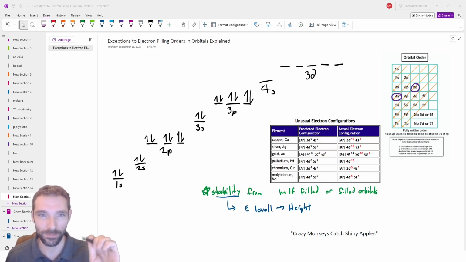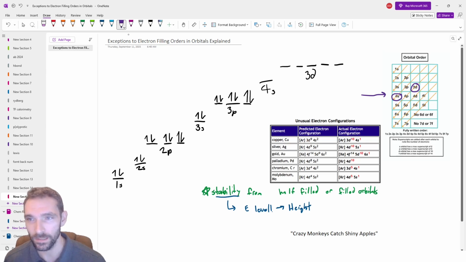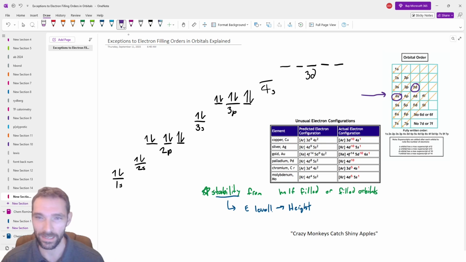Today we're going to talk about electron filling orders and how sometimes you have an exception to this. Now, what I've got is marked in purple, this diagram that usually people do. It's kind of like this way of tracking what you need to fill in and when. According to this, you should be filling in 4s before you fill in 3d.